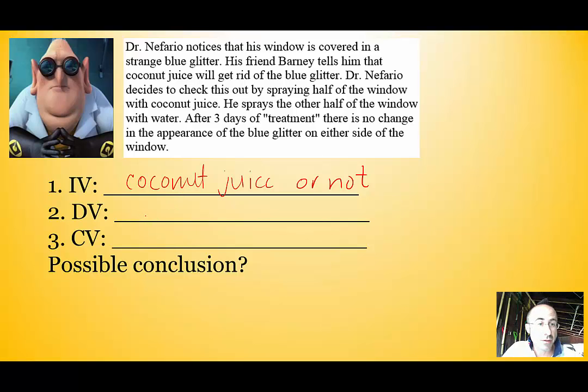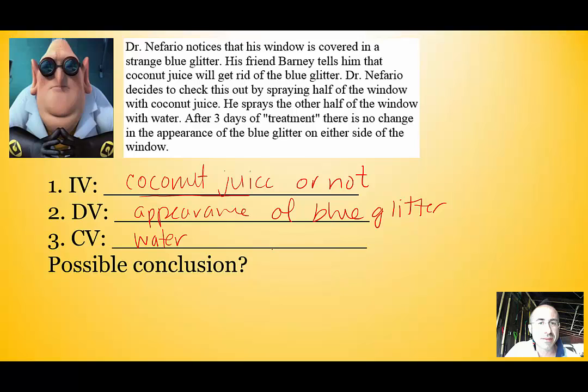So what was measured, okay? In this case, we're looking at the appearance of the blue glitter on the window, okay? Was it getting worse? Was it staying the same? Was it getting clearer? That was what he was looking at. That was measurable. It's observable with the eyes, okay? And the control. Well, the control, the other half of the window was sprayed with water, okay? So water, which is the absence of the treatment, because remember, the treatment was the coconut juice, so the water is the control, okay?